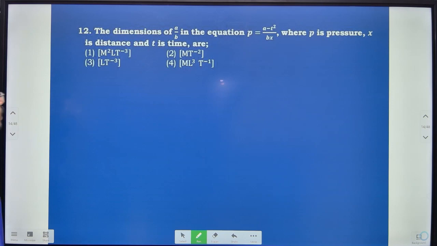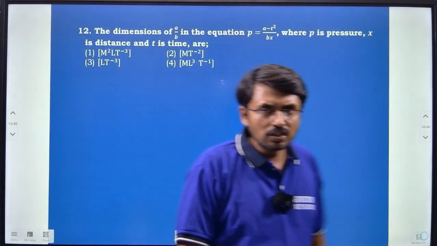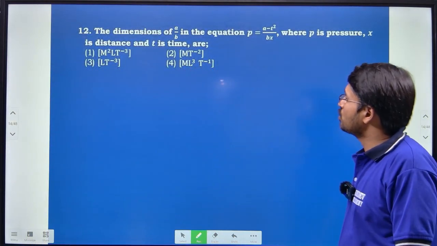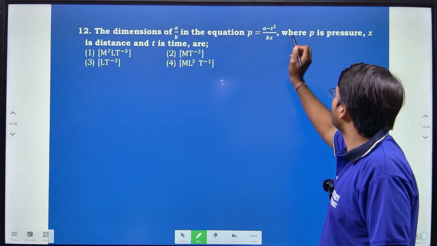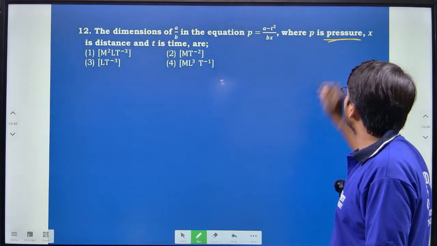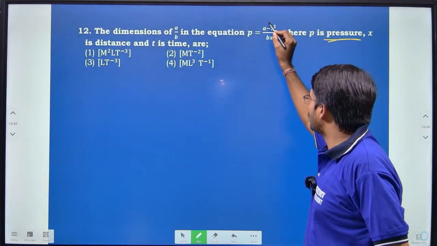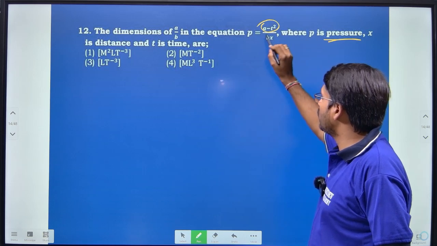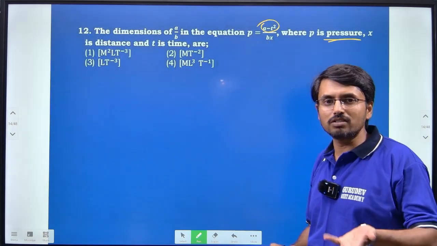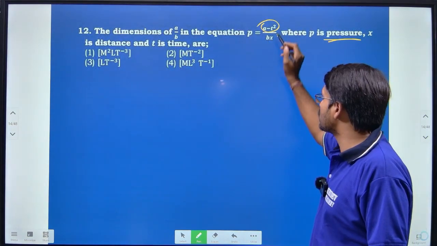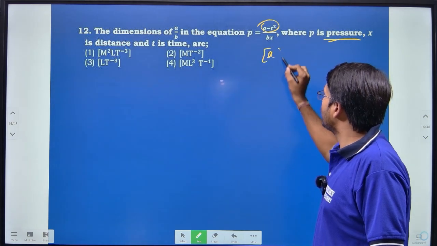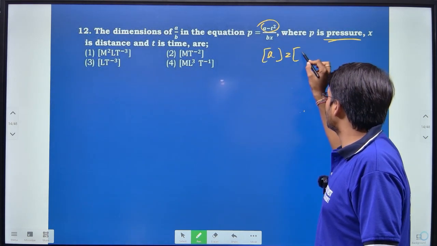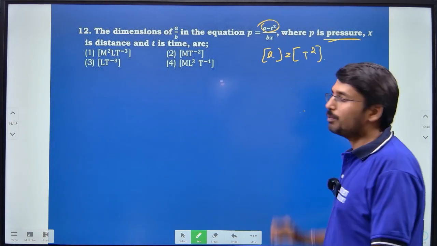Okay, so the next one is based on dimensions, the first chapter. The dimensions of A by B in the given equation, where P is pressure. Now we'll just concentrate on the numerator. What we have here is A minus T square. Whenever you are adding or subtracting, we know the dimensions must be the same. So the dimension of A must be equal to the dimension of T square. Therefore it is T power 2.